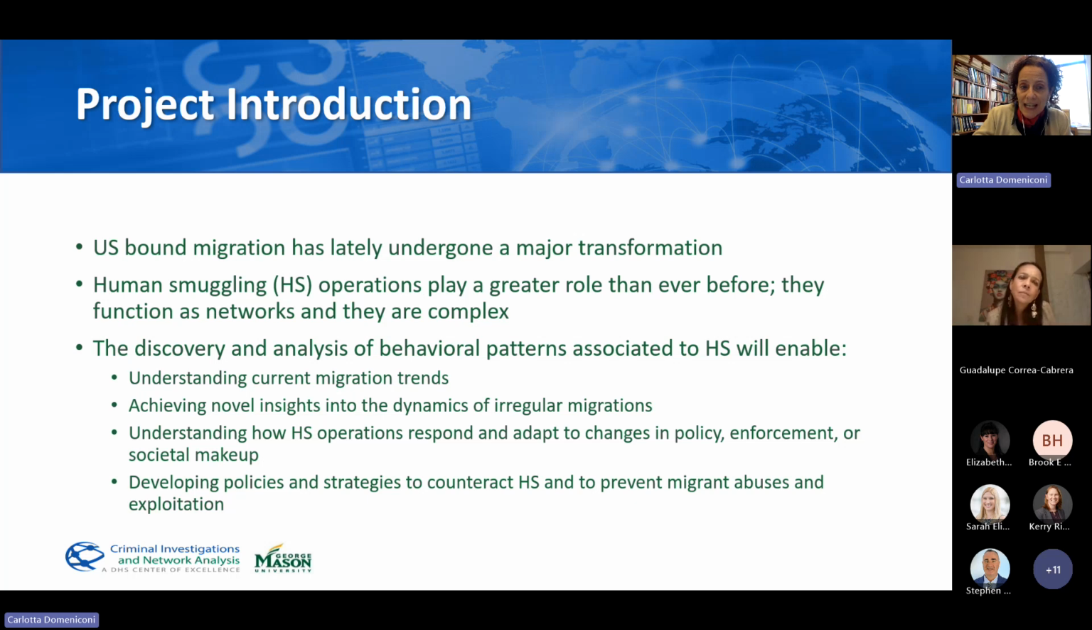So the discovery and analysis of human smuggling networks and their behavioral patterns will help us in a number of aspects, including understanding current migration trends, achieving novel insight into the dynamics of irregular migration, understanding how human smuggling operations respond and adapt to changes in policy and enforcement makeup, and also developing policies and strategies to counteract human smuggling and eventually prevent migrant abuse and exploitation.